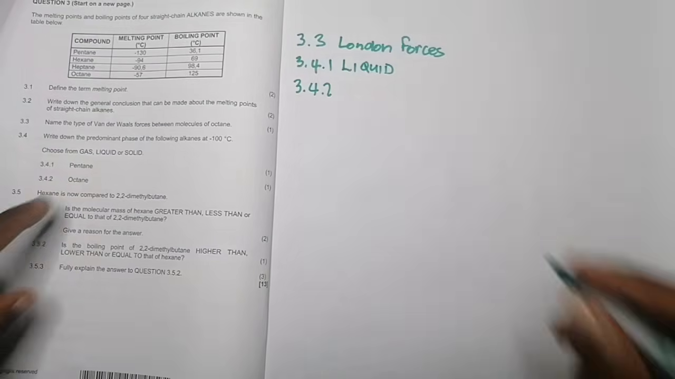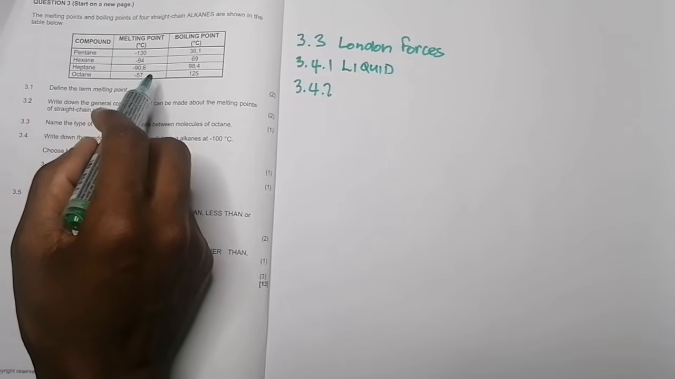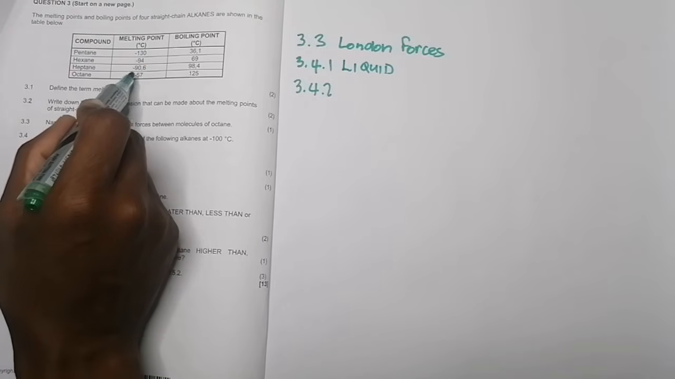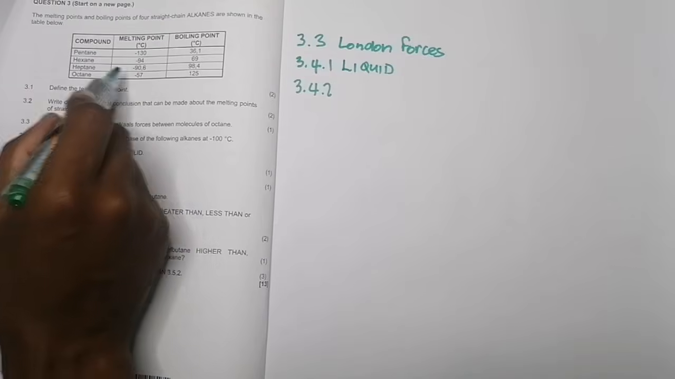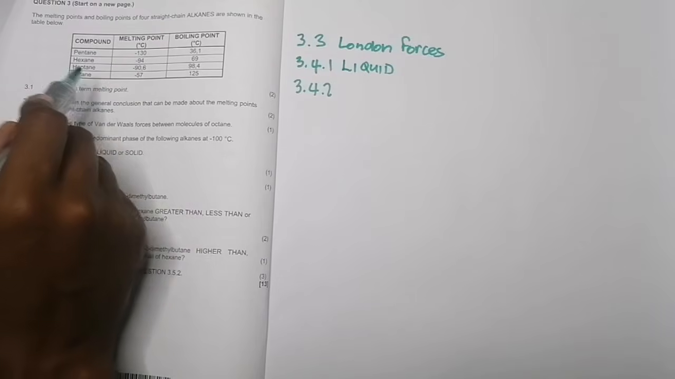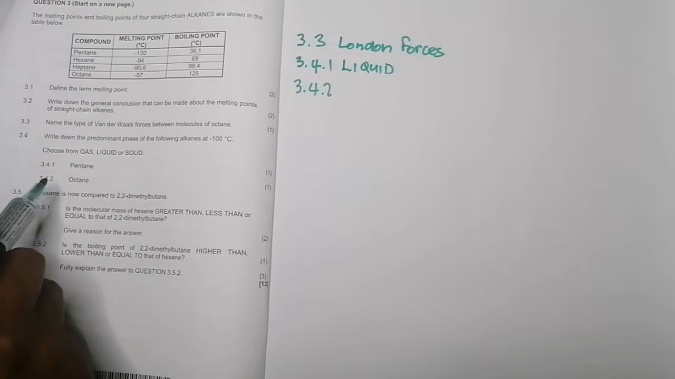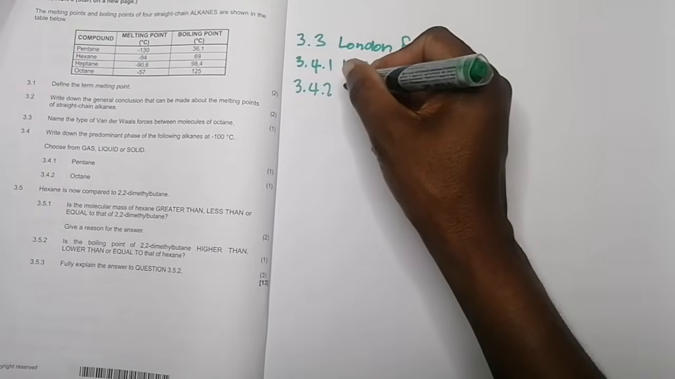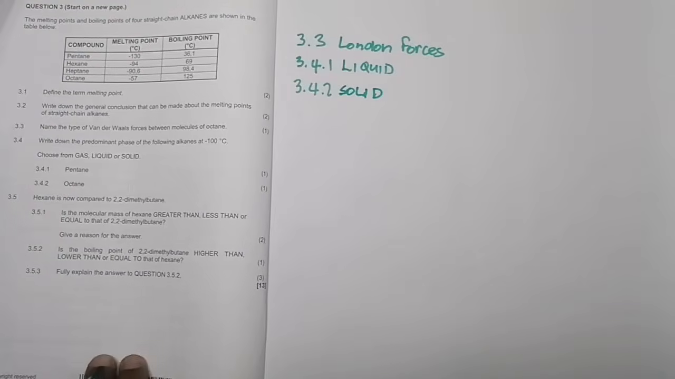And let's see, what about octane at minus 100? Remember it melts at negative 57, so below this it's a solid. In this case it simply means that at minus 100, which is below minus 57, it would be in solid form. So our answer to that is that it's a solid. Right, next question.